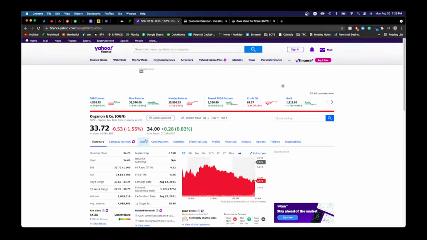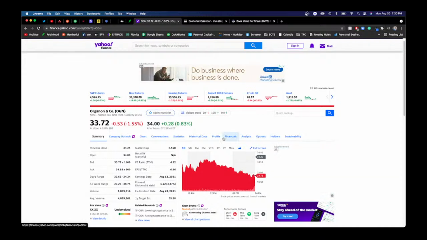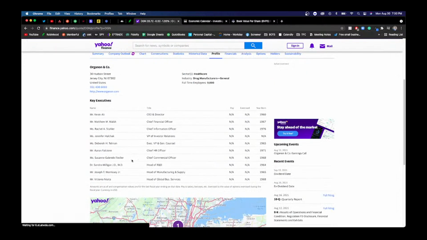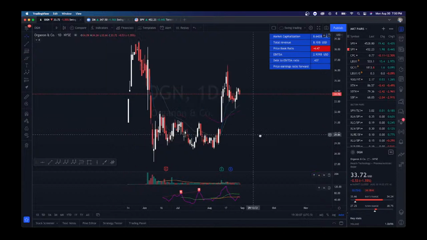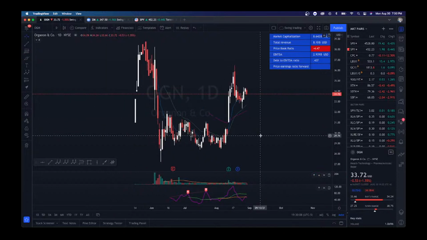What am I looking for? I forgot what I was looking for. What do they do? That's right. So it looks like they're drug manufacturers. They're in the pharma industry, and for pharma, it usually goes about 4 times. I think that's what Sundog was telling me. The price to book ratio, obviously they have a lot of debt.